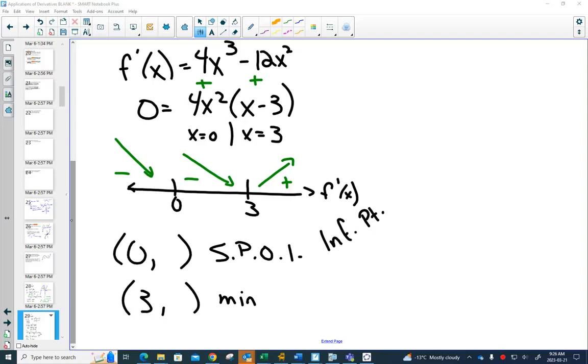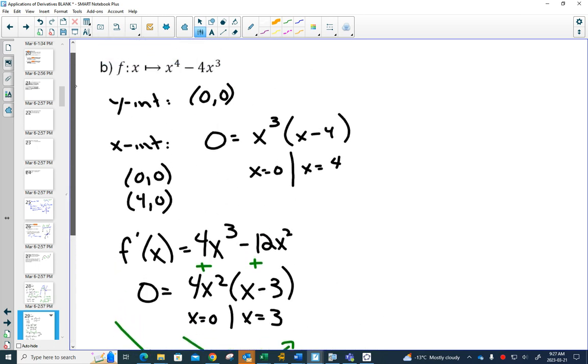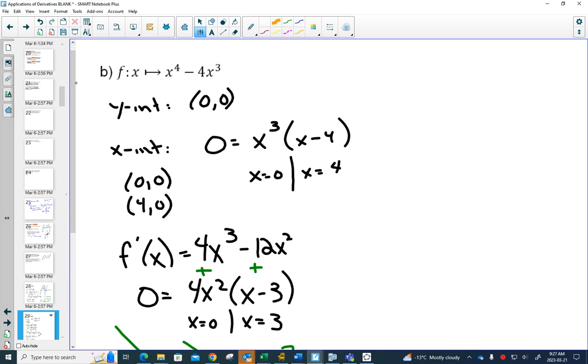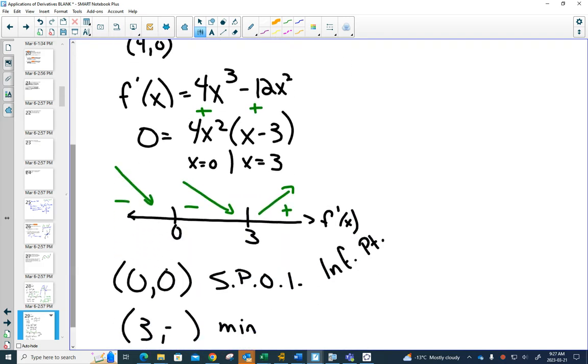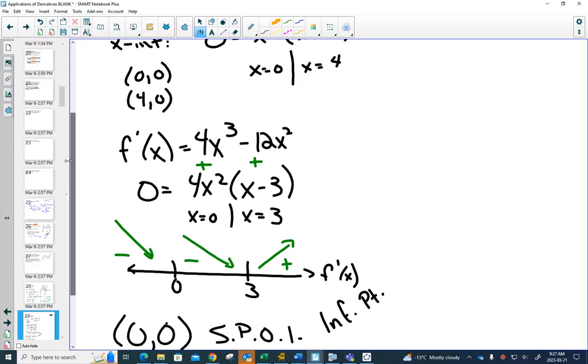So, now as far as finding our values, we already knew that 0, when we plugged it in, we'd get 0. 3, I go back to my original equation, I plug in 3, I get 81 minus 108. I don't know if that's right. Yeah, okay. So, we've got our min, we've got our stationary point of inflection. Technically, this is what we have so far.